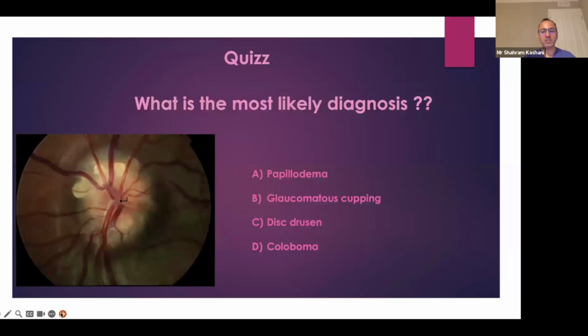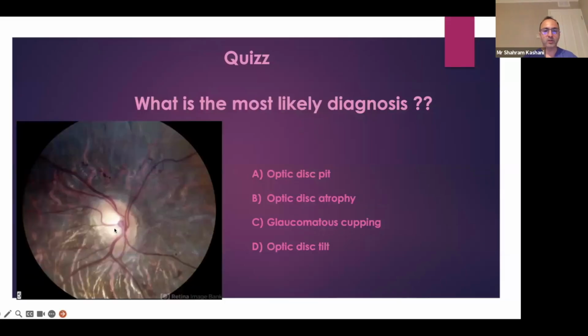All right. So the reason it's not glaucomatous cupping is because there's no cup-disc ratio change. I think I've explained why it's not papilledema, although I could see why people think that. If you didn't have these yellow lesions, then you could see it, and it's definitely not a coloboma. All right, question two. So you've got a disc here with some black pigmentation in the retina. Is this an optic disc pit? Is this optic disc atrophy? Is it glaucomatous cupping, or is it a tilted optic disc?